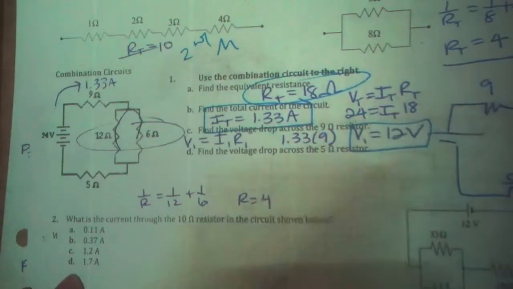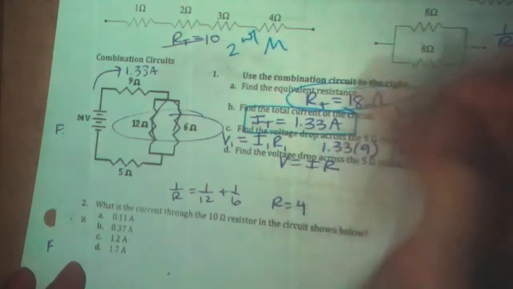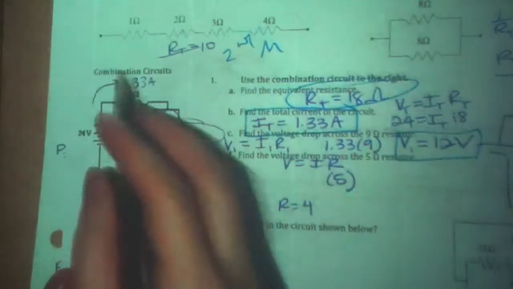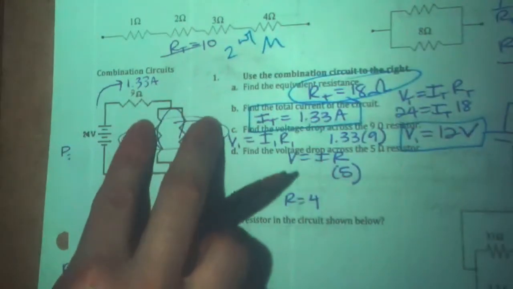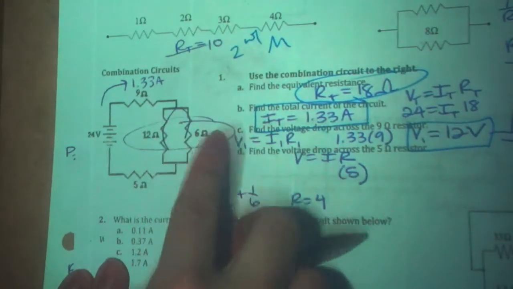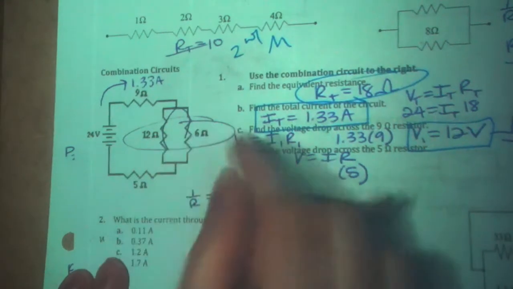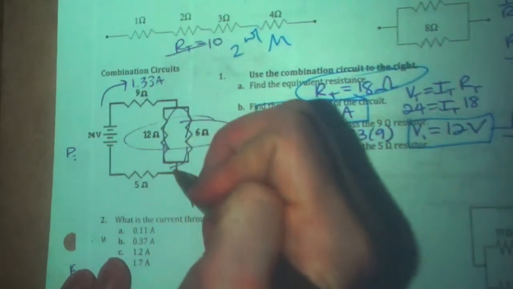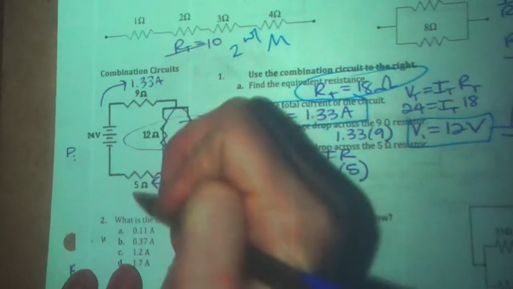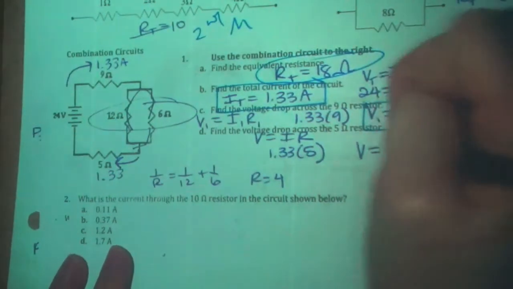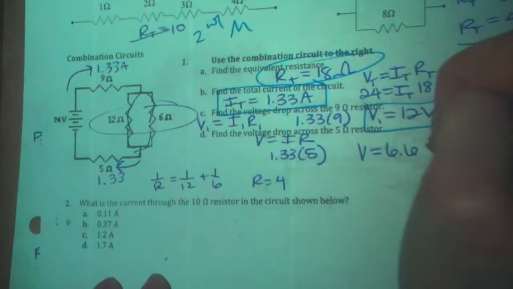Voltage drop across the 5 ohm resistor, so we're again using V equals IR. I know the resistance is going to be 5. What current is it? Well, the current splits here, so these do not each have 1.33. It's different. It gets kind of complicated to find those. But these are going to come back together, so when they come back together, this is now the total current again. This one does have 1.33. So you do 1.33 times 5, and that's going to give me a voltage drop of like 6.67, I think.